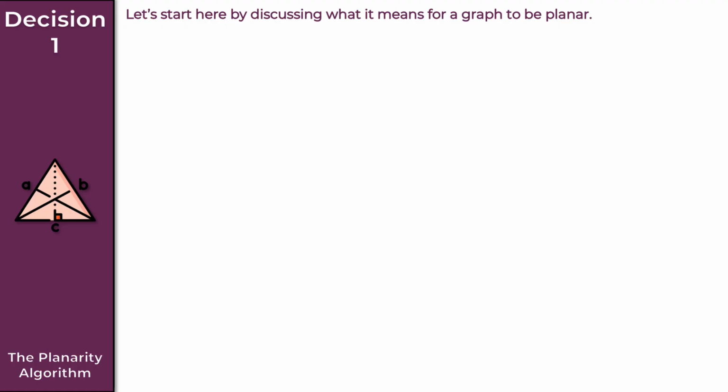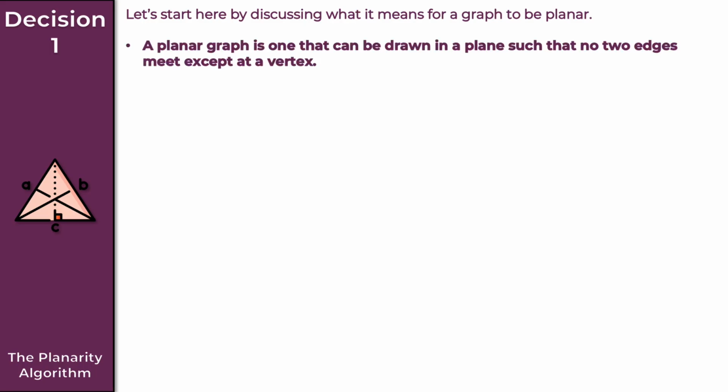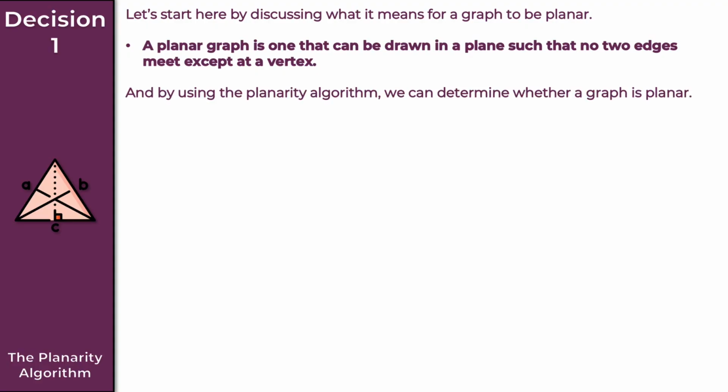In this video here, we're going to take a look at the planarity algorithm. Now let's start by discussing what it means for a graph to be planar. A planar graph is one that can be drawn in a plane such that no two edges meet except at a vertex. And by using the planarity algorithm, we can determine whether a graph is planar.